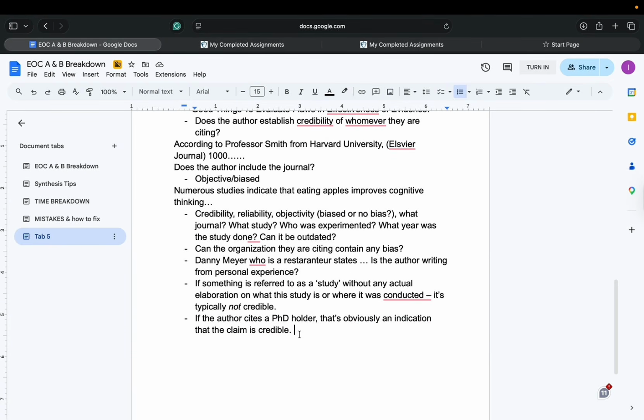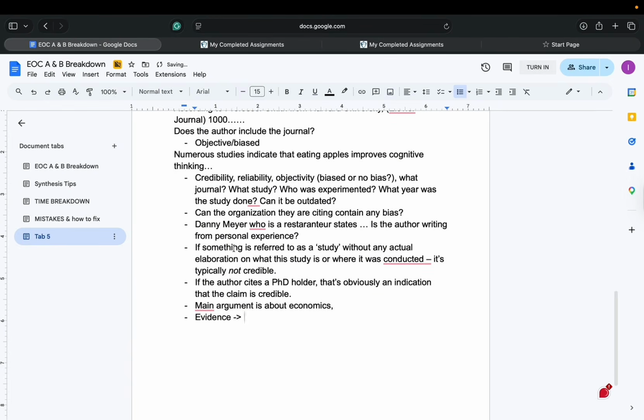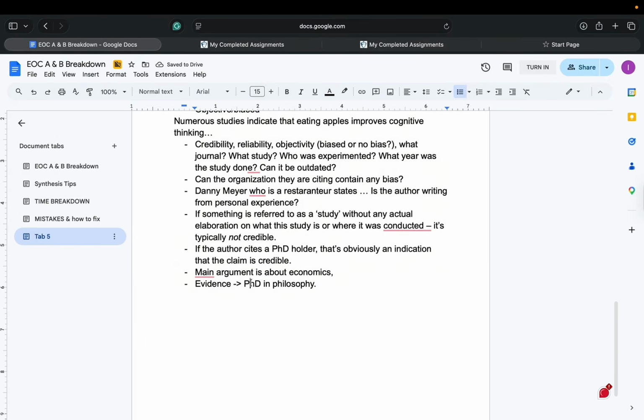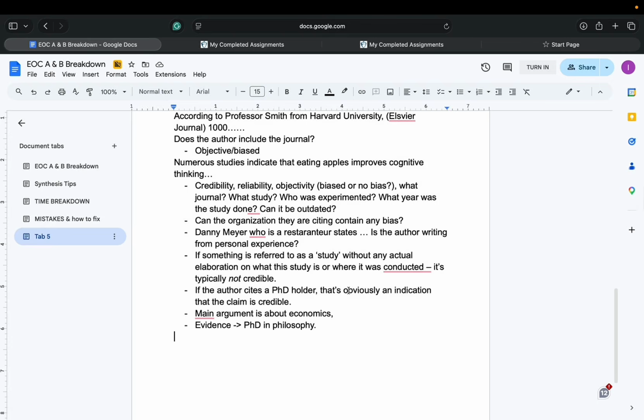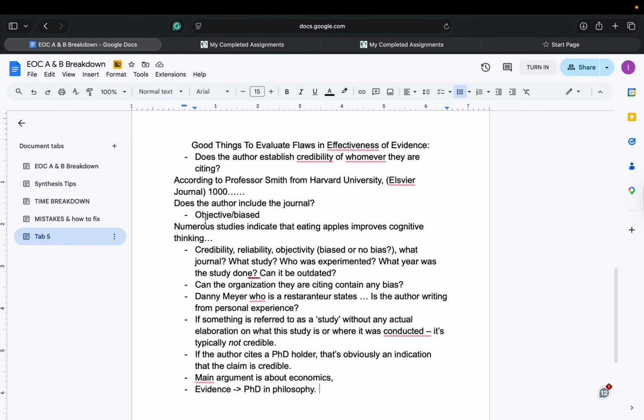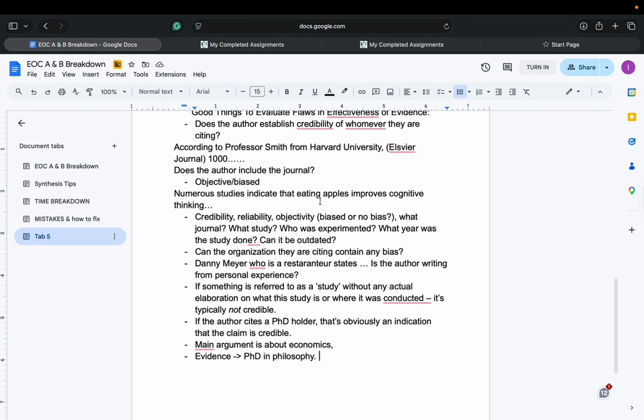Another major thing that a lot of people tend to forget is this: let's say your main argument is about economics, but the author cites somebody who has a PhD in philosophy. As a reader, I'm like, okay, this person has a PhD, but it's in philosophy. What does this have to do with economics? Obviously, you can call that out. You can say, although the person that the evidence comes from is credible because they have a doctorate degree, their degree doesn't actually have to do anything with the main argument. So could that be them not being credible in the argument of economics? Of course. So always, always, always try to include that, because it will strengthen your argument.